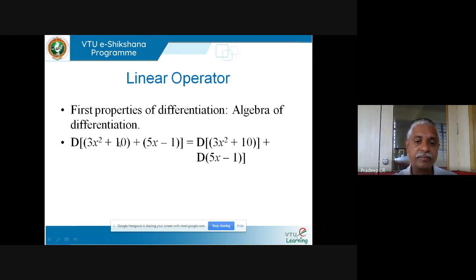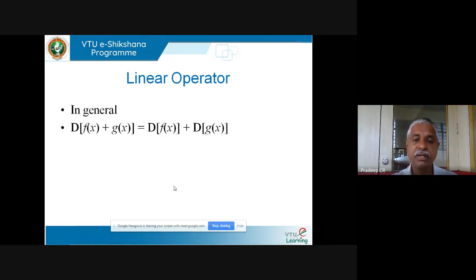So d of some function f of x plus g of x is equal to d of f of x plus d of g of x. Similarly, this was another property. D of a constant times a function, I could pull out the constant times d of the function. So this is another property which you are being taught. I won't go into the proofs of this. I'll assume that you know it, and this must be part of you whenever you see differentiation. So in general, you must have seen such expressions.